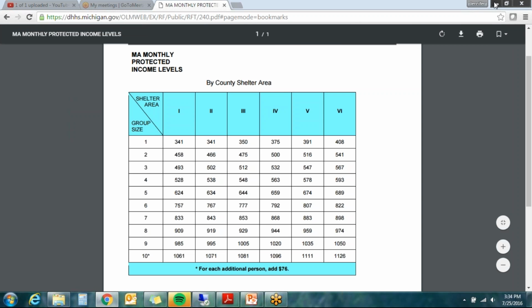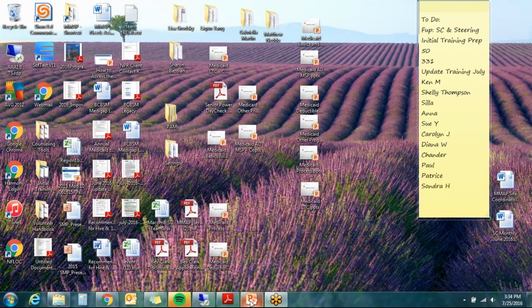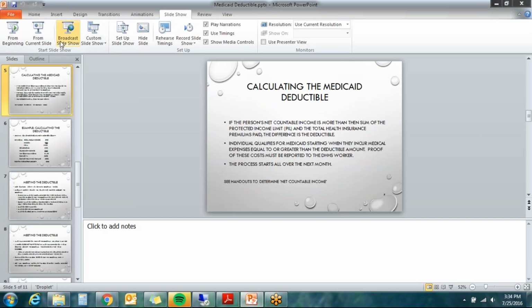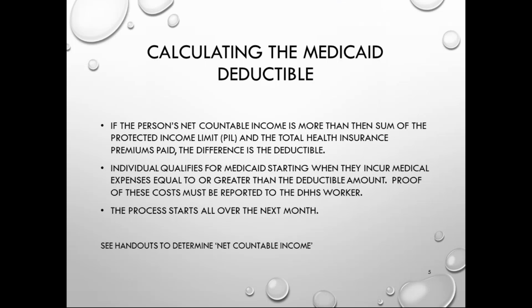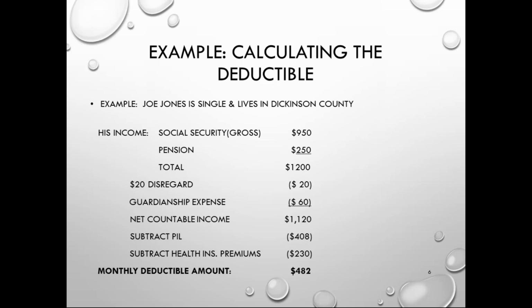There's no mandate to do that. So we have a protected income level of 408. Now let's go back to the slide, and let's look at this example.